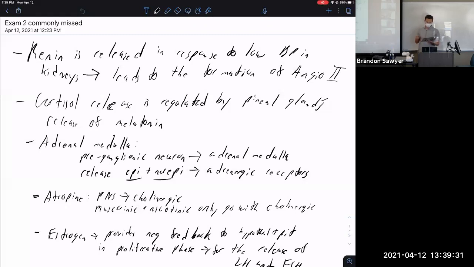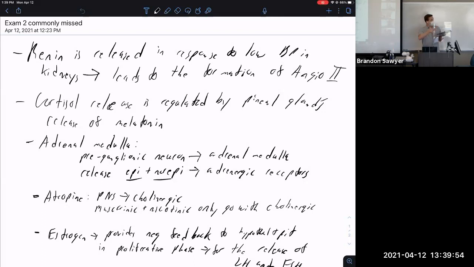All right. So the first thing, the whole renin, angiotensin, aldosterone system. A good chunk of students missed the part about what leads to the release of renin. Renin is released by the kidneys in response to low blood pressure being sensed by the kidneys. So low blood pressure in the kidneys leads to renin release.